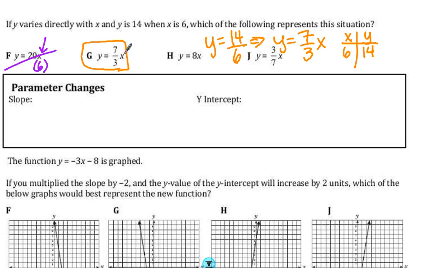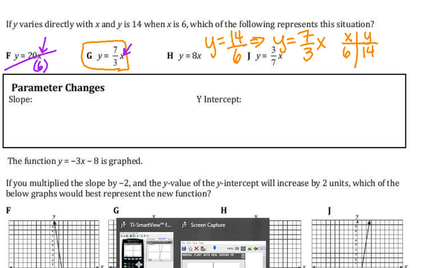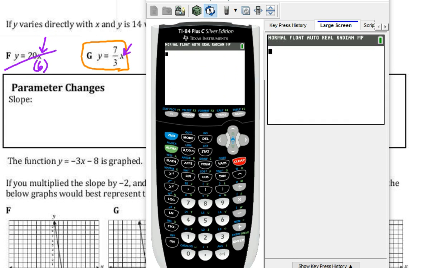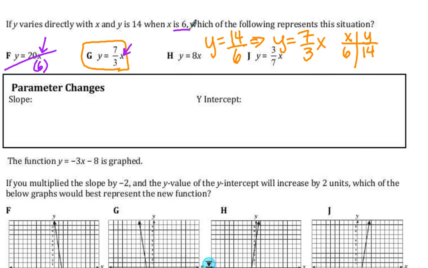Now, if I plug in 6 here for x, now watch, ready? Where's my calculator? Sorry. Serious computer problem. Sorry, guys. So if I do 7/3 times 6, which is my x value, you'll see it spits out 14 as my y value. So again, just taking the value of x and plugging it in here. 6 times 8 is 48, not 14, and that one would also not work. So we get G there.